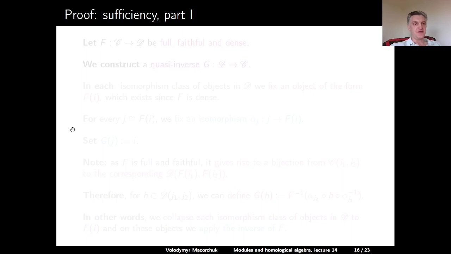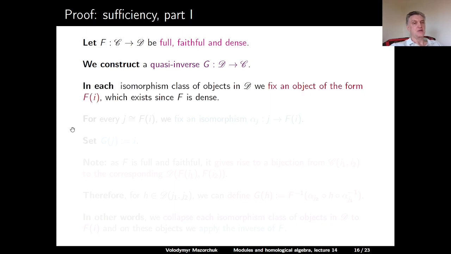Now let us prove sufficiency. Let F from C to D be a full, faithful, and dense functor. So we want to construct a quasi-inverse G from D to C. So in each isomorphism class of objects in D, we fix one object, which is of the form F of I, where I is some object in C. We can do that because F is dense, so it hits all isomorphism classes of objects.